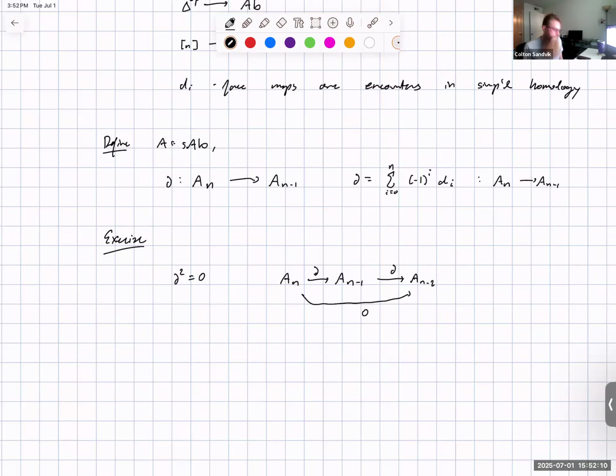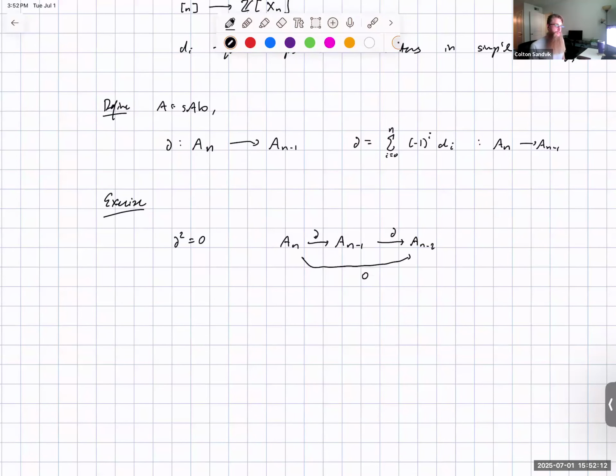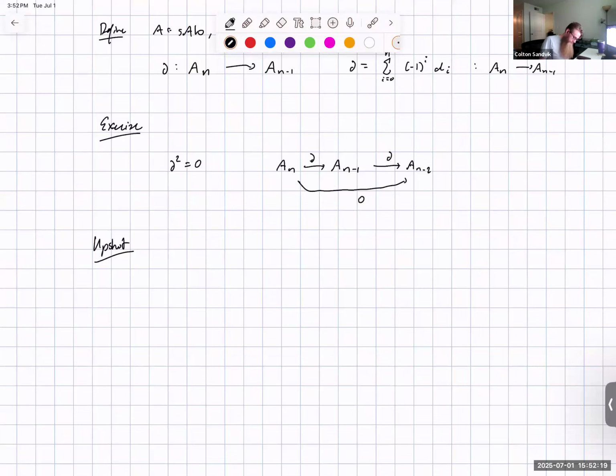Okay. So what's the takeaway from all this? I guess the upshot is that we have this process now that takes something in simplicial abelian groups and produces this chain complex, which I'm going to denote. Well, it's the same object. Just now we have this differential map, but this is a chain complex, and to be more precise, it's a chain complex concentrated in non-negative degrees.